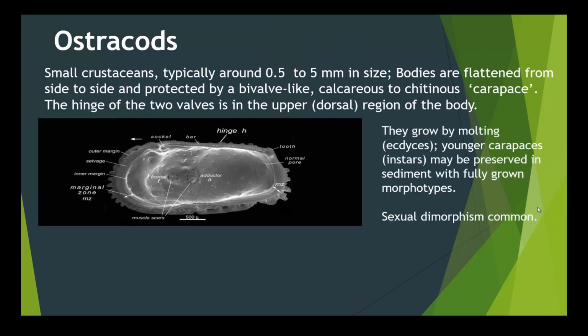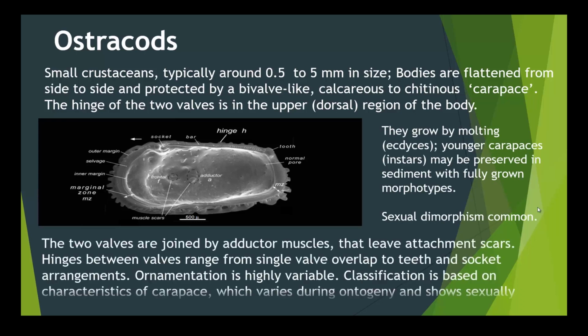The ostracods grow by molting. The younger carapaces, or the instars, may be preserved in sediment with fully grown morphotypes. Sexual dimorphism is very common in ostracods. The two valves of the ostracods are joined by adductor muscles, and these leave attachment scars. The hinges between the valves range from single valve overlap to teeth and socket arrangements. The ornamentation is also highly variable.